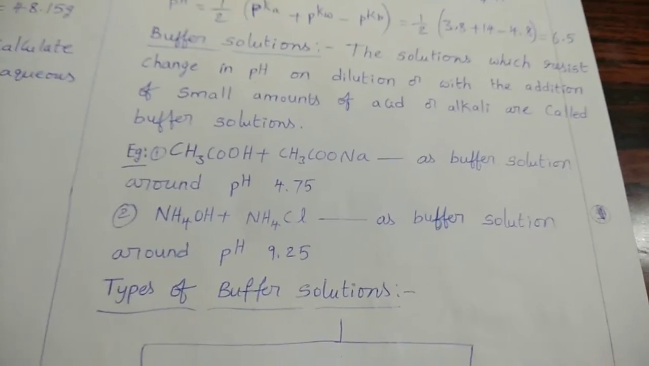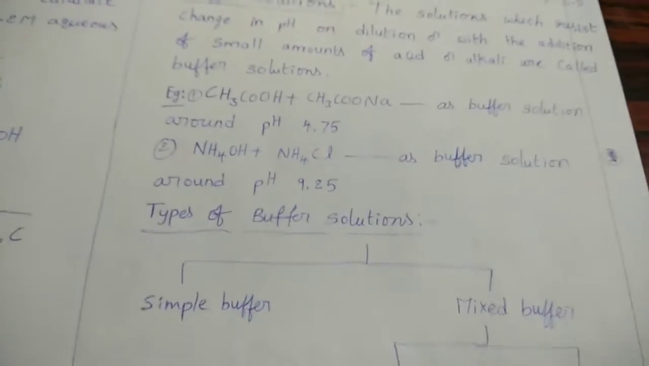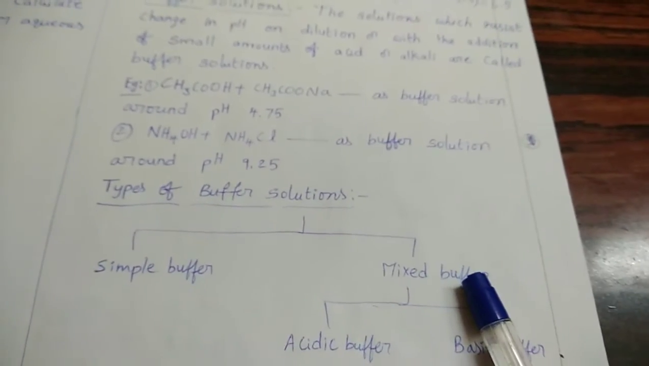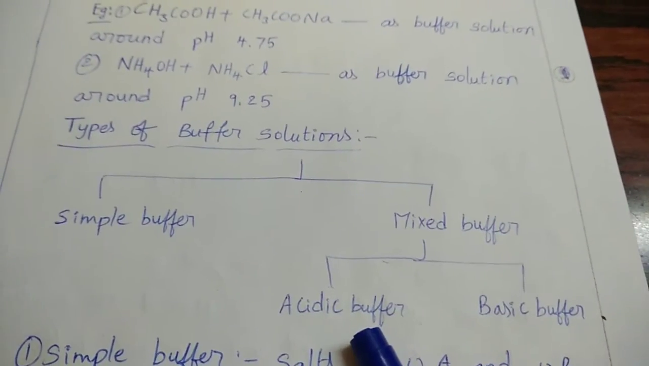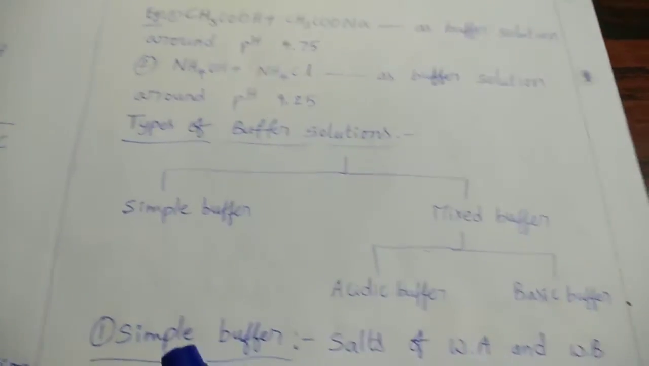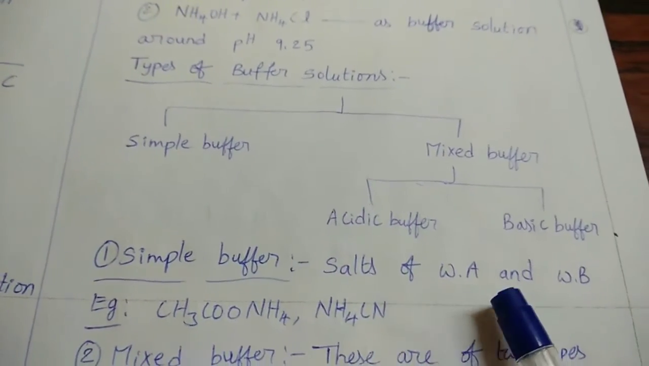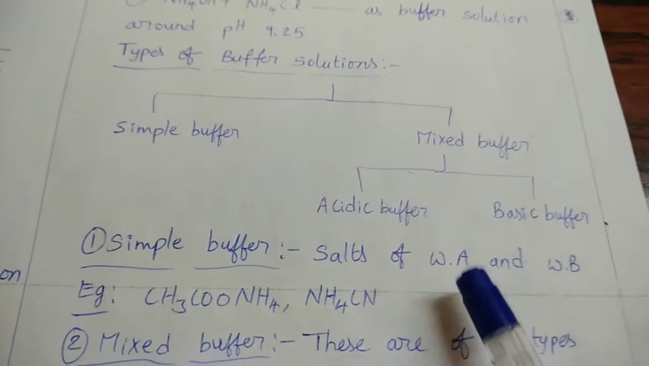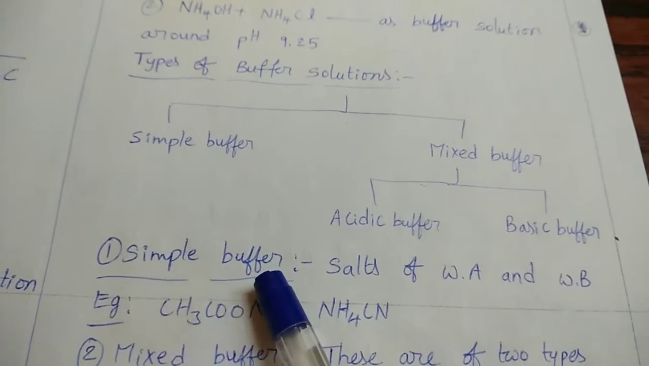Next, types of buffer solutions. These are broadly classified into two types: simple buffer and mixed buffer. This mixed buffer is again subdivided into acidic buffer and basic buffer. See this simple buffer: salts of weak acid and weak base. Weak acid, weak base salts we can consider as a simple buffer.